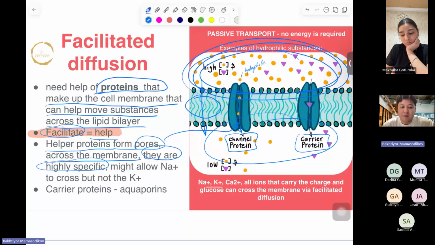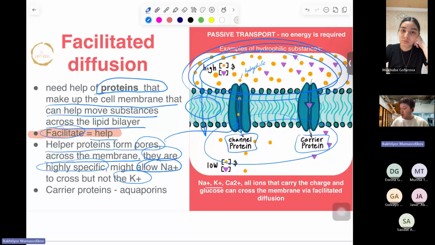What's the meaning of highly specific? Highly specific means they are specialized to substances. For example, we have the protein channels, which transport only water molecules. We have specialized channels, which transport only sodium ions. We have specialized channels, which transport only potassium. So they are highly specific. Specific means they specifically transport specific substances. They might allow sodium to cross, but not the potassium.